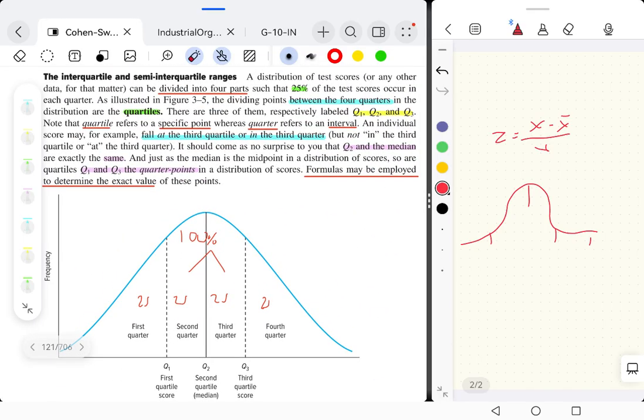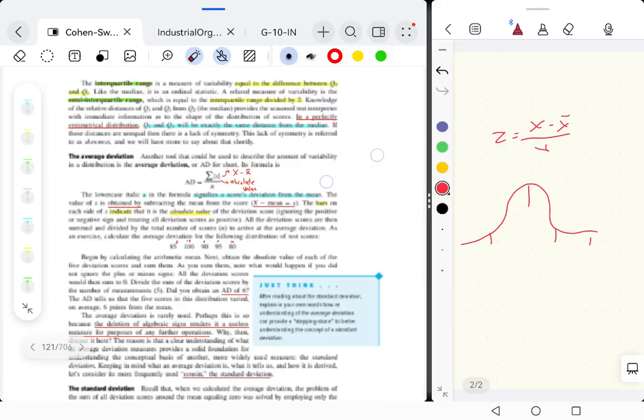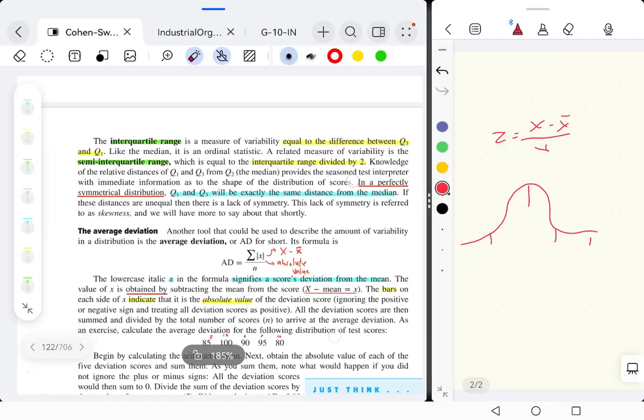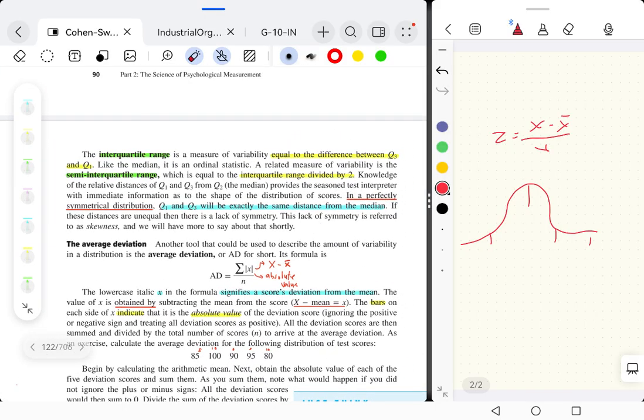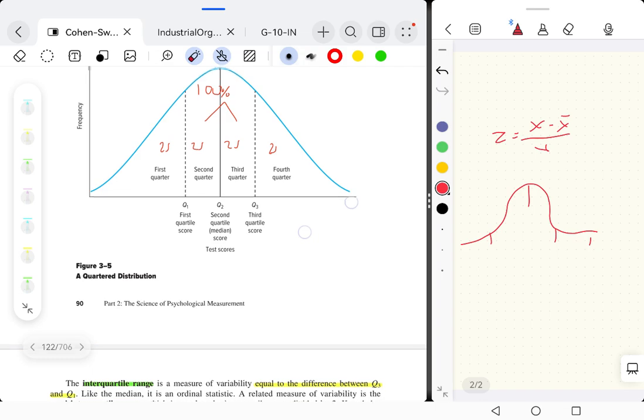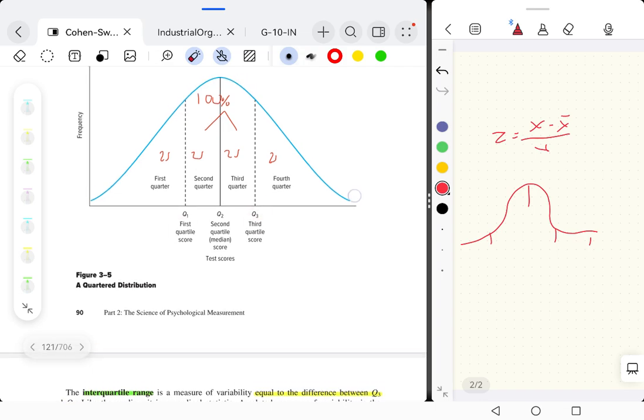Also, it's worth noting that the reason why it's 25% is because once you add 25 plus 25 plus 25 plus 25 for each quarter, it becomes 100%, therefore 100% of distribution points or scores. Now, what do we call the interquartile range? This is the range you get from the quartiles, specifically Q1 and Q3.